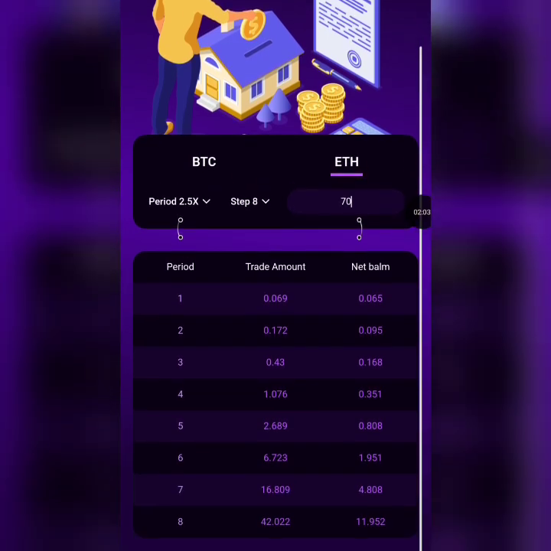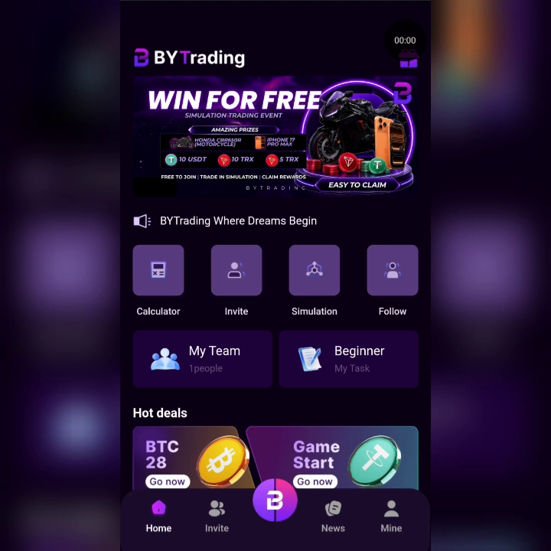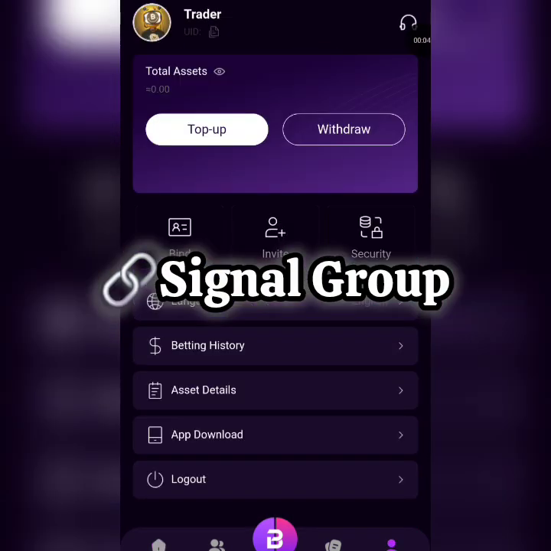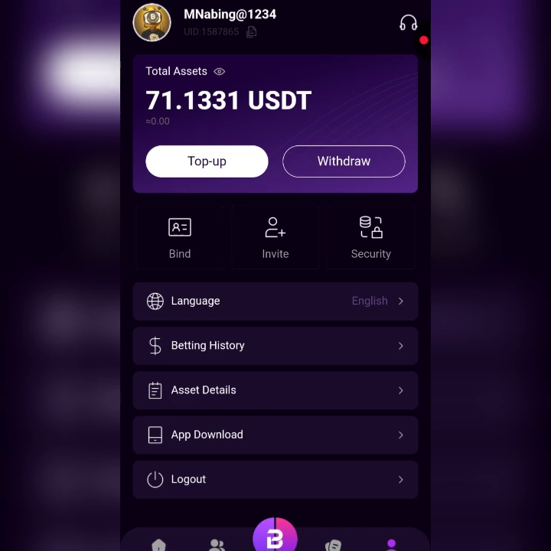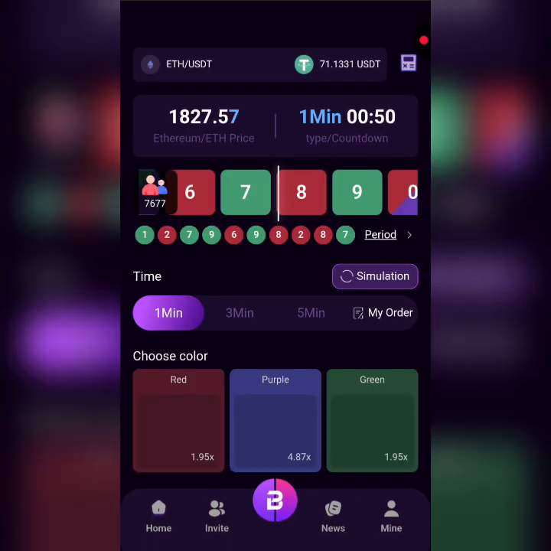I will screenshot this calculator right now and keep it on another slide. With that done, the next thing you need is the signal group. You can choose to trade on your own using the calculator, or you can choose to use the signal group to trade.